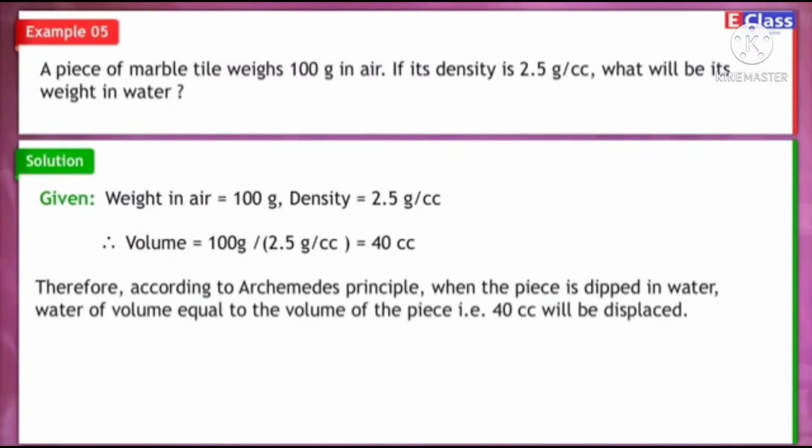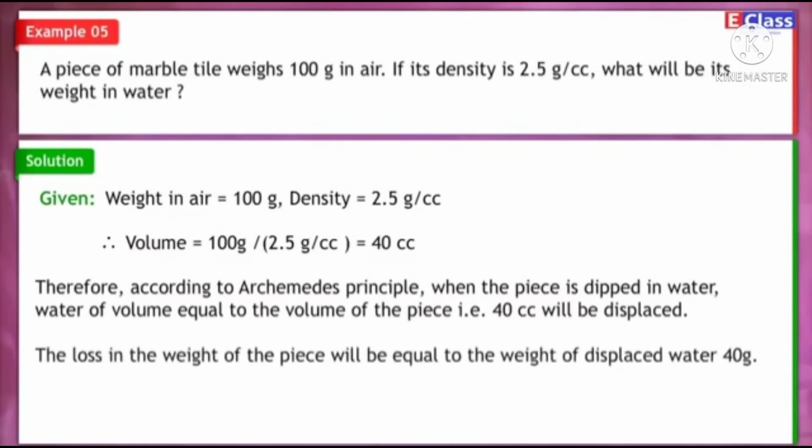According to Archimedes' principle, when the piece is dipped in water, water of volume equal to the volume of the piece, that is 40 cubic centimeter, will be displaced. The loss in the weight of the piece will be equal to the weight of displaced water. So weight in water is 60 gram.